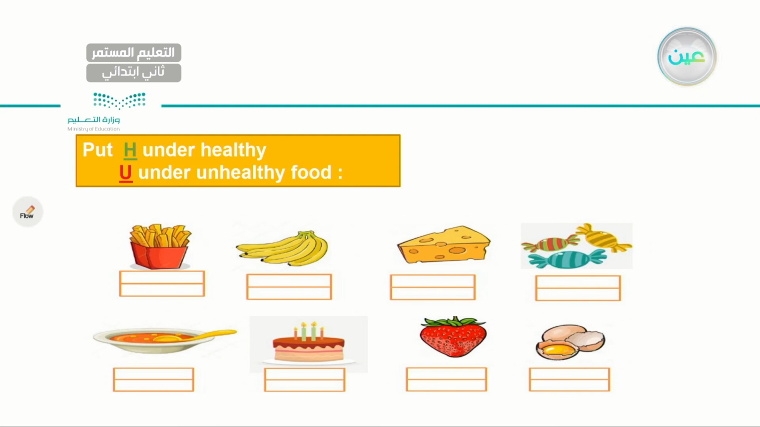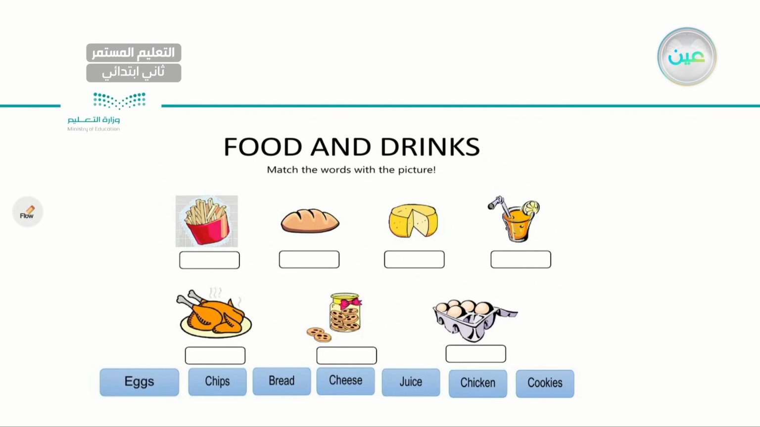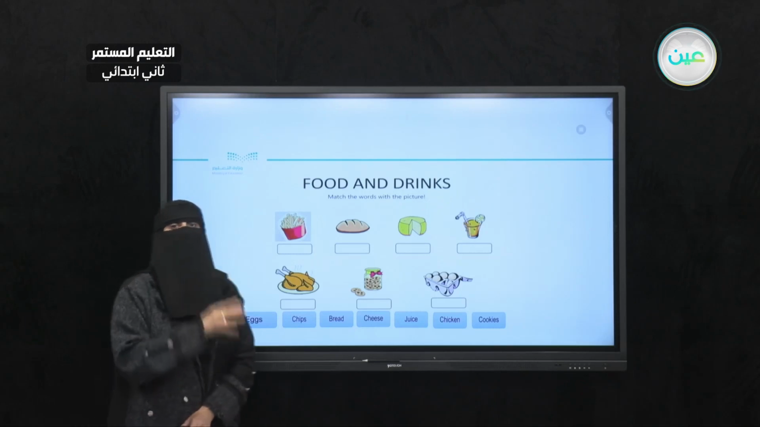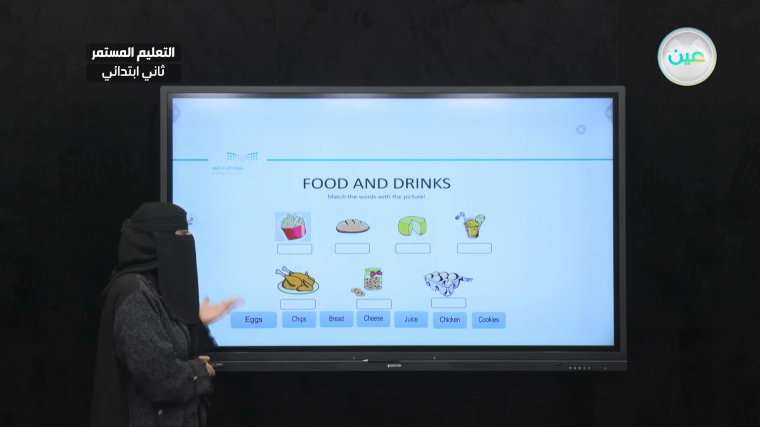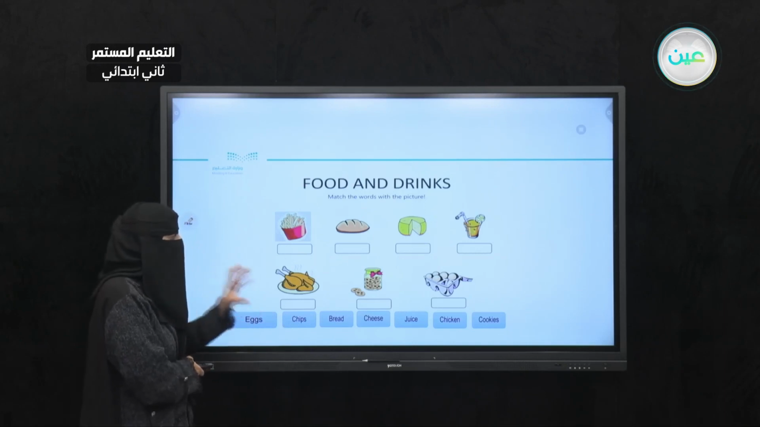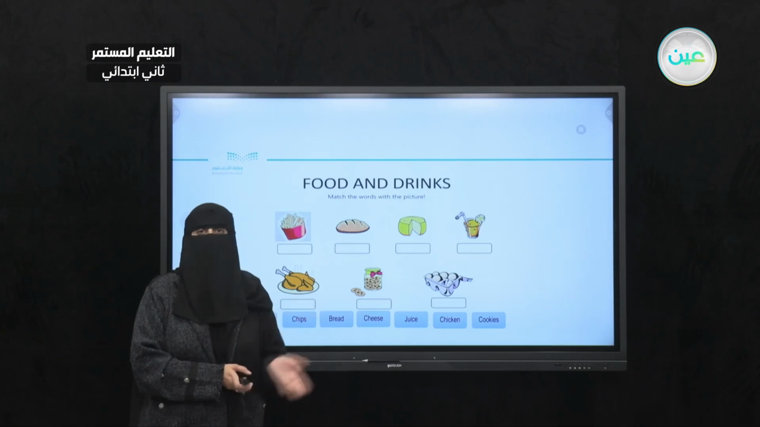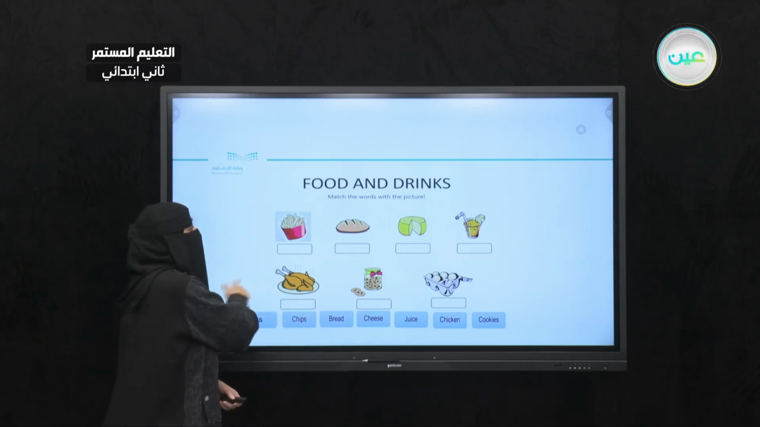Okay, let me help you out. For example, for the fries, it's definitely U. It's unhealthy. While for bananas, they are healthy. Make sure you are doing the same. We'll be doing this exercise at the beginning of the next lesson, inshallah. Also, for these different kind of foods, make sure you put the correct word in the correct place. For example, I have the words eggs, chips, bread, cheese, juice, chicken, and cookies. Make sure you put them in the right place. Also, we'll be doing them at the beginning of the next lesson.